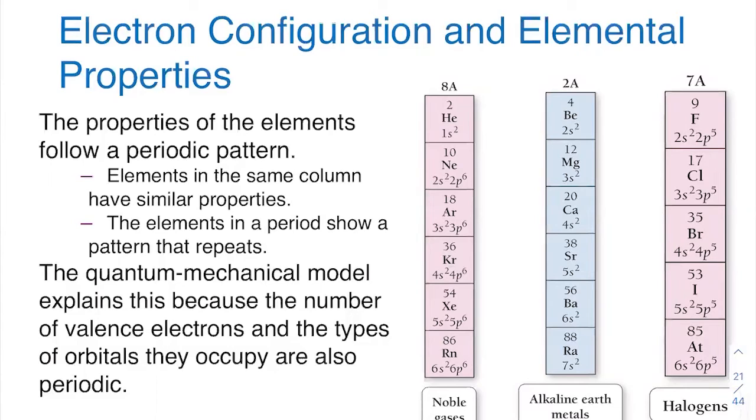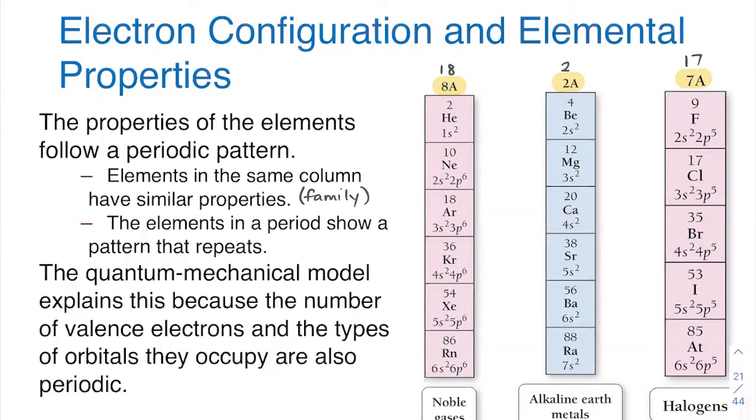And so looking at some of the groups, we've pulled up a few groups, specifically 8A, 2A, and 7A. These would be 18, 2, and 17 on the new version of the periodic table, depending on the numbering system that you're looking at. And so elements in that same column, which we called families, have similar properties. We knew that from before, looking at our introduction to the periodic table.